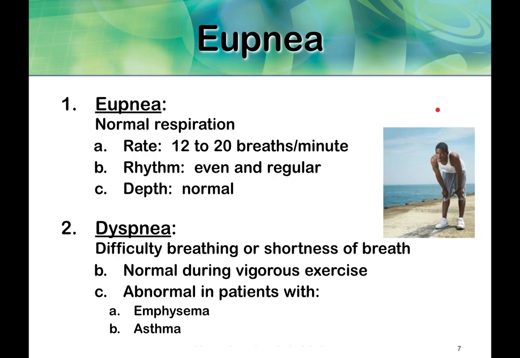Some terms would be eupnea, which is normal respiration. So normal rate, 12 to 20 breaths per minute. The rhythm would be even and regular, and the depth would be normal. Dyspnea, if we go back to our med term, dys means anything unusual or difficult. So this is difficulty breathing or shortness of breath. This is normal during vigorous exercise, but would be abnormal in patients with emphysema or asthma.